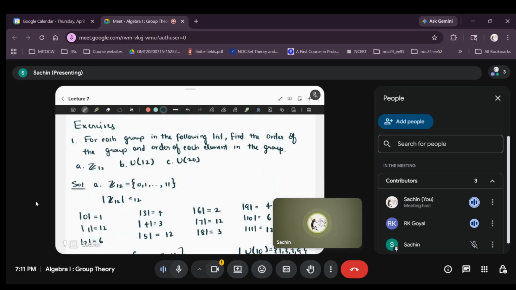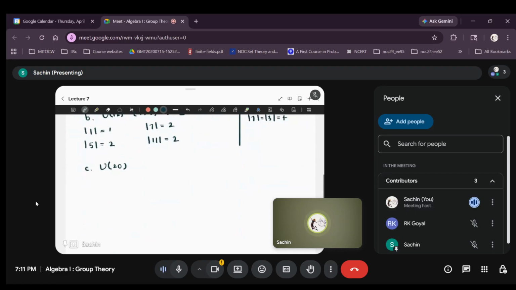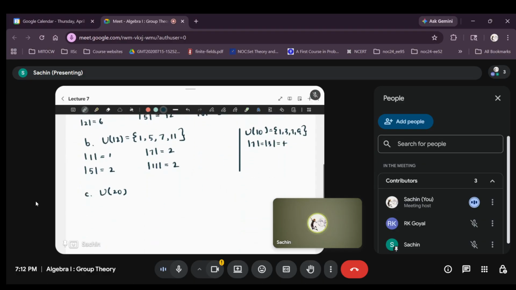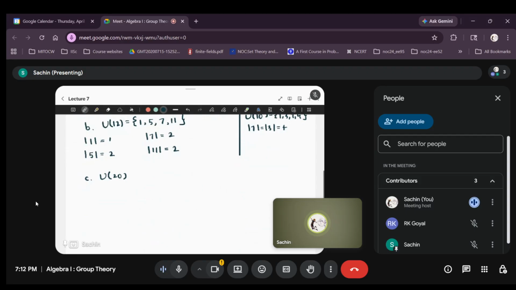Yes, but converse need not be true. If it is cyclic, then it is definitely abelian. But if it is abelian, it does not have to be cyclic. This itself is an example because modular multiplication is abelian, but it's not cyclic. So it's only a one-way statement.